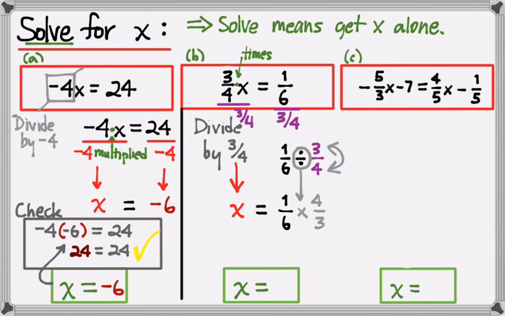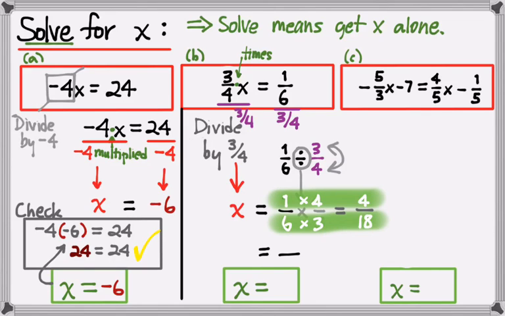And multiplying fractions means multiplying straight across. 1 times 4 is going to give me 4, and 6 times 3, 18. And what's the simplest form for 4 over 18? 2/9. Because 4 and 18 are both divisible by 2, we can reduce this fraction into its lowest terms by dividing the numerator and denominator by 2. And there you have it.